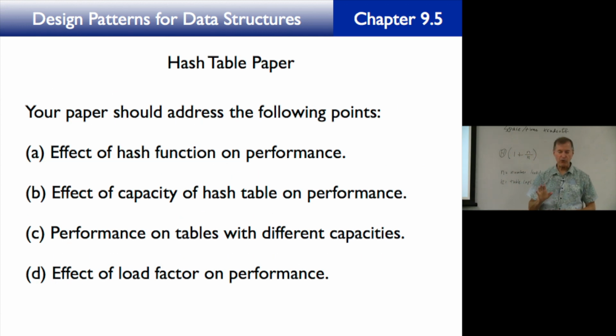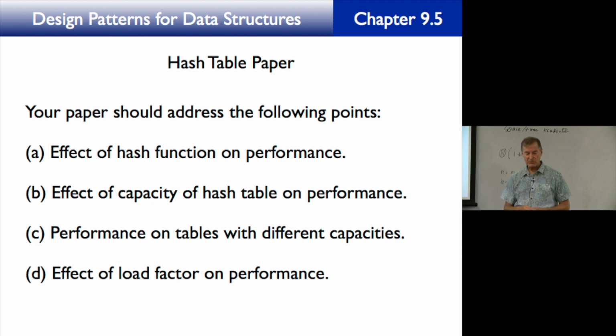So I basically have 4 points that I would like for you to address in the paper. And now that we've been talking about this big theta of 1 plus alpha and all this stuff, all this enters into these points. First of all, we have different hash functions. We want to investigate the effect of the hash function on performance, Bernstein versus Knuth. That's point A. In the following slides, we'll go over each one of these in more detail. Point B is we want to see the effect of the capacity of the hash table on performance. And then point C is we want to investigate performance on tables with different capacities.